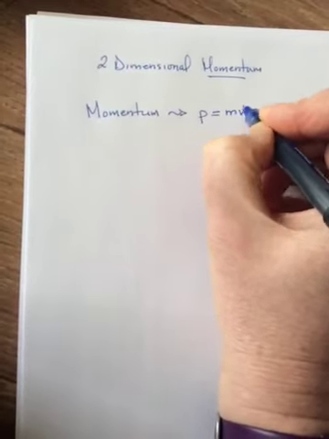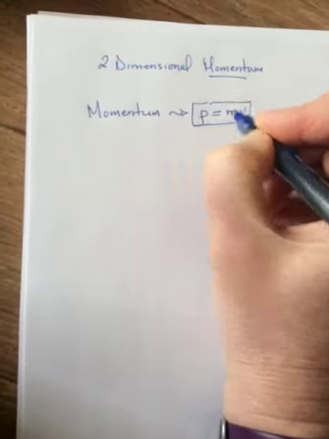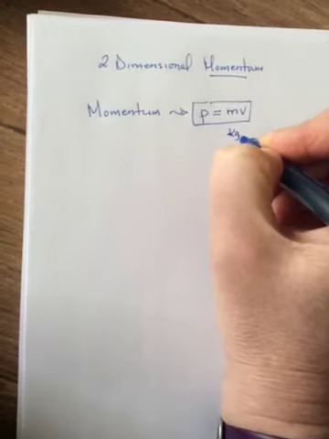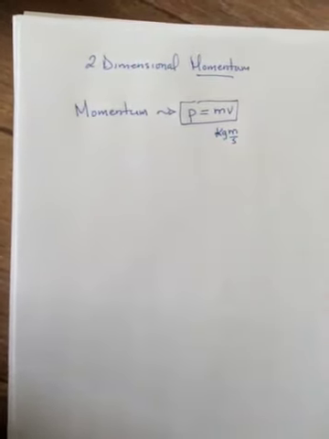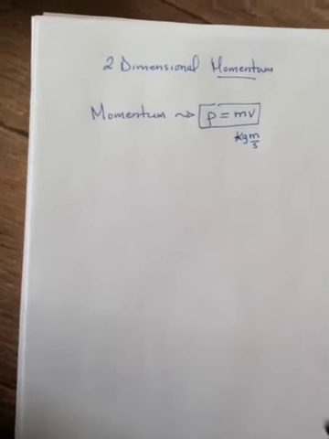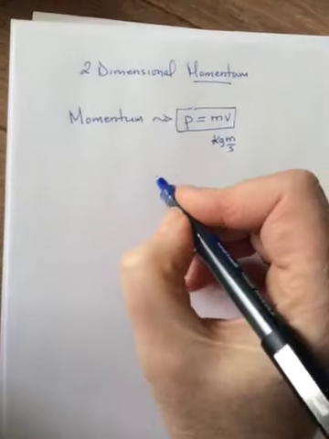And the equation was really easy. It was p equals mv. And the units for momentum were kilogram meters per second, which, despite my stories that I may have told in the past, has not been renamed.